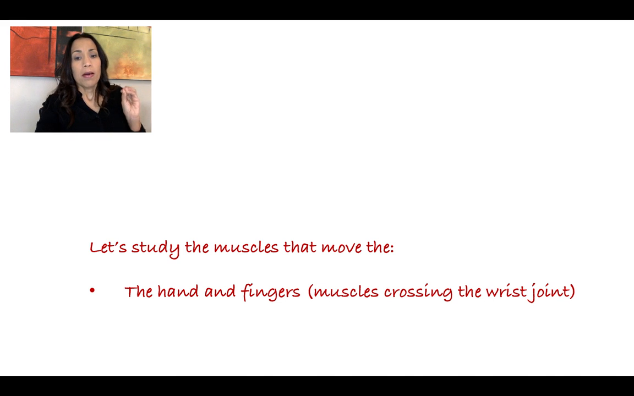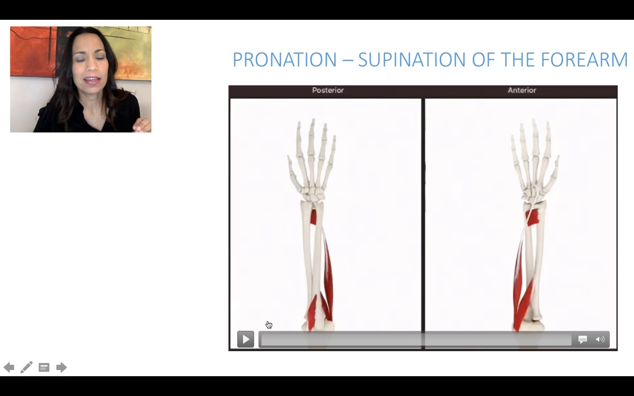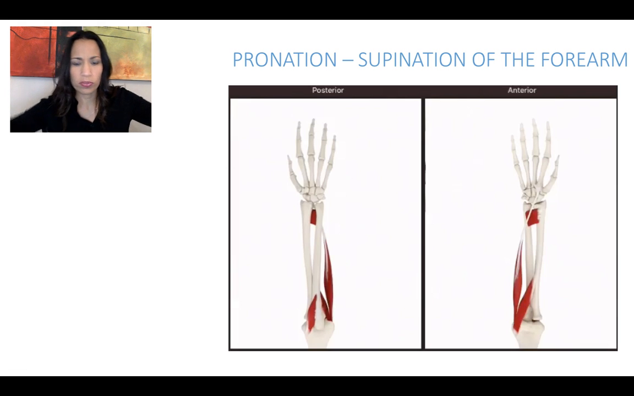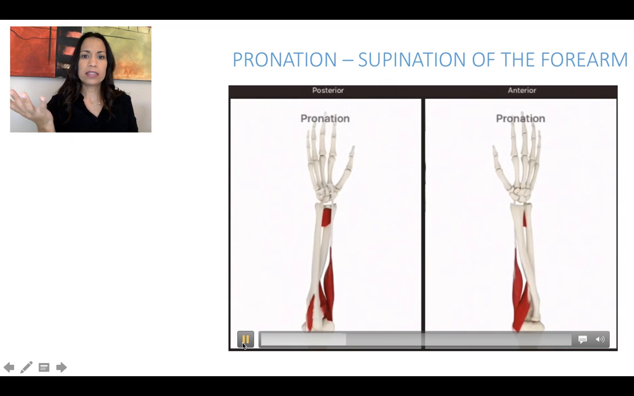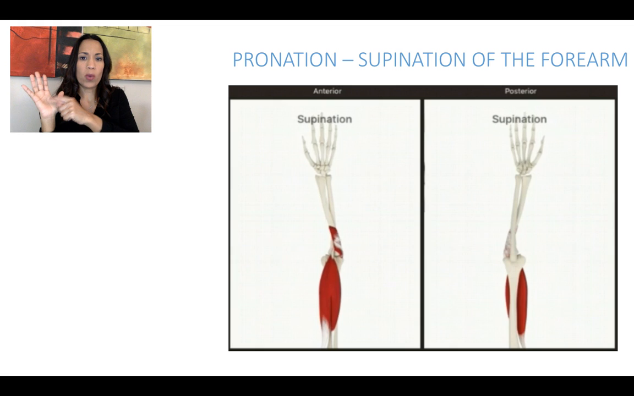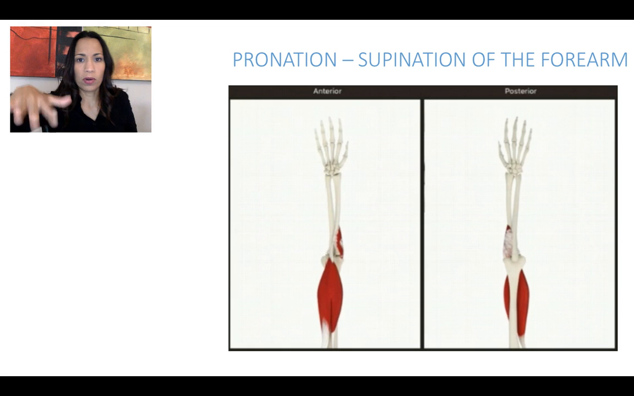So we're going to study these muscles that move the hands and the fingers. And I have included here the movements of pronation and supination. I was wondering where to put them, and I put them here. So pronation, remember, is the movement when the palm of your hand faces down or inferiorly, and supination is like when you are holding a bowl of soup.